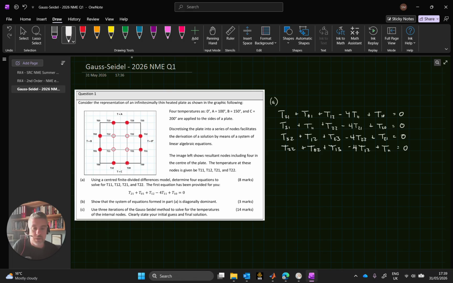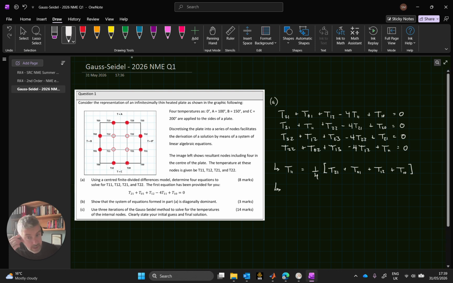So let's rearrange them around. So this is going to be our solutions. Rearranging the first one for T11, we'll have T11 is going to be equal to 1/4 of T21 plus T01 plus T12 plus T10. Nice. Next one, we're going to solve for T21.